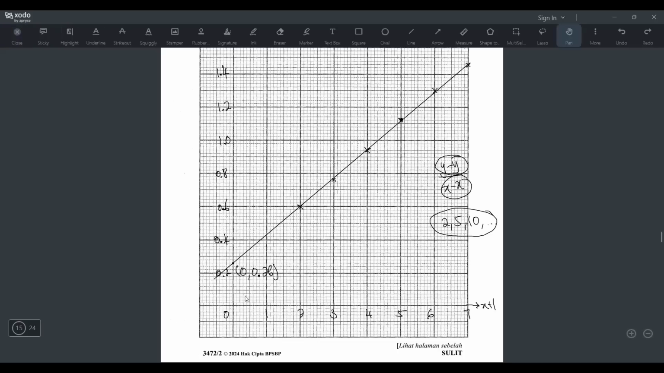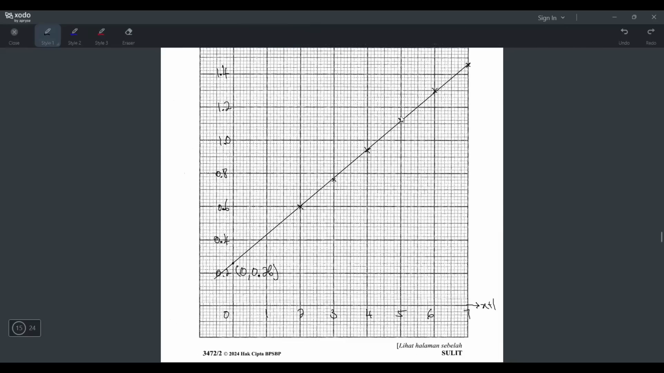Okay. If you want to take 0 to 7, that's also fine. Okay, but when you divide by 7, you will get an answer with many decimal places and I don't like that. That's why I choose 0 until 5. What is the other coordinate when X is 5?